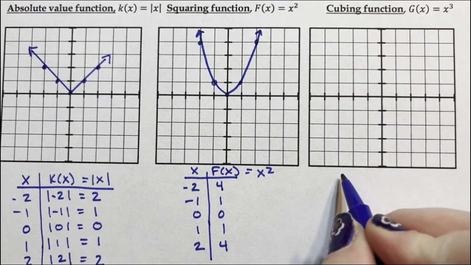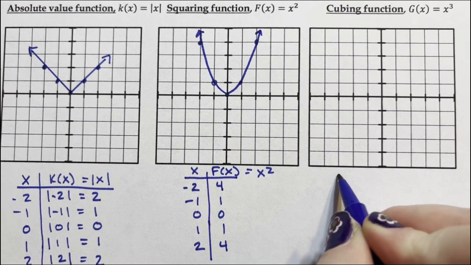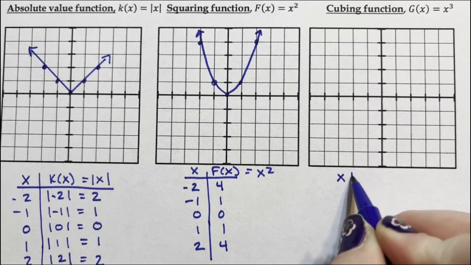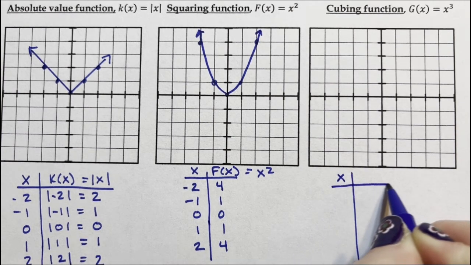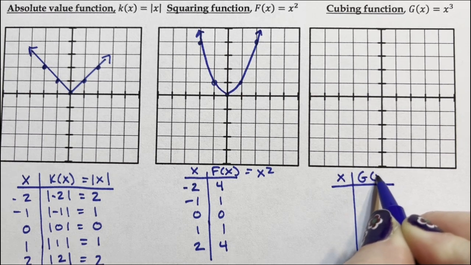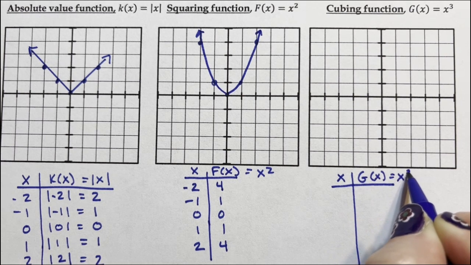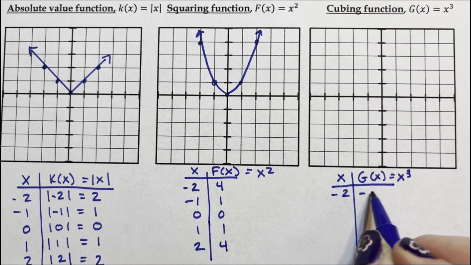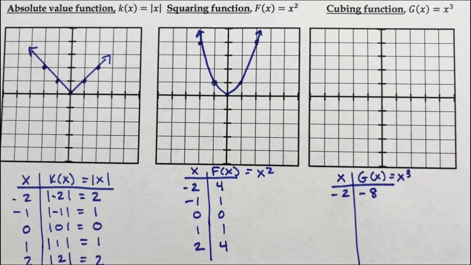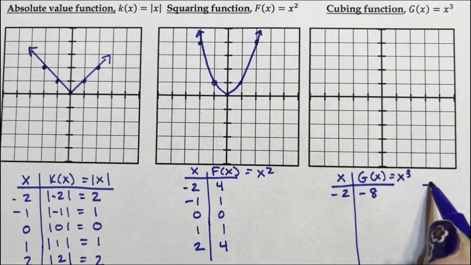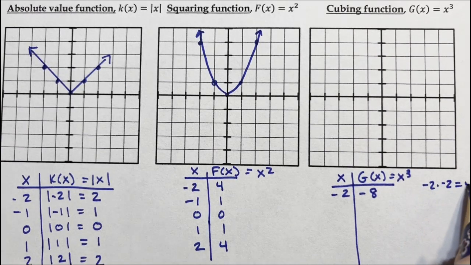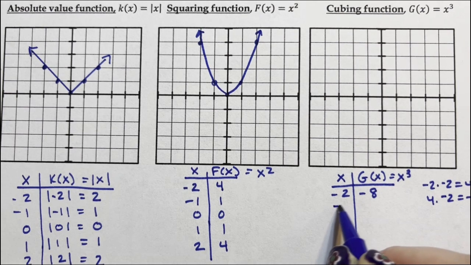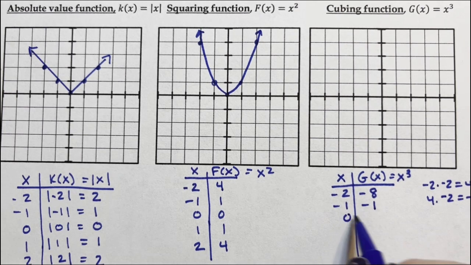So next I have my cubic. Because of the nature of my cubic, g of x equals x cubed, my -2 is going to take me down to -8. A negative times a negative is a positive, so that's a 4, but then 4 times -2 is a -8. -1, -1, 0, 0, 1, 1, 2, 8.